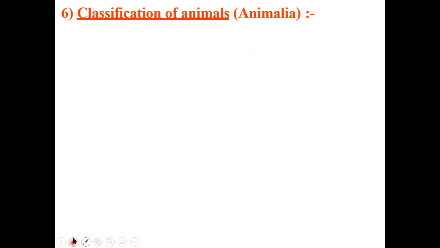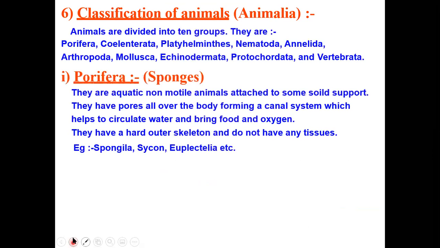Now we will discuss classification of animals, that is, kingdom Animalia. Animals are divided into 10 groups. They are Porifera, Coelenterata, Platyhelminthes, Nematoda, Annelida, Arthropoda, Mollusca, Echinodermata, Protochordata, and Vertebrata. First, we will discuss the Porifera.